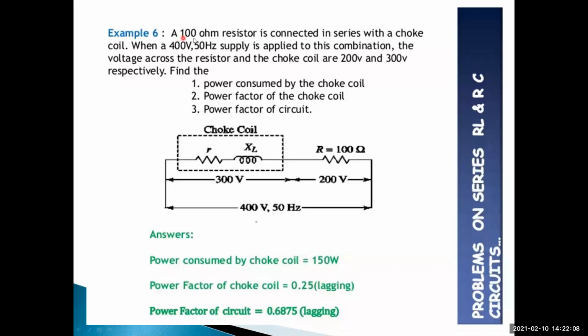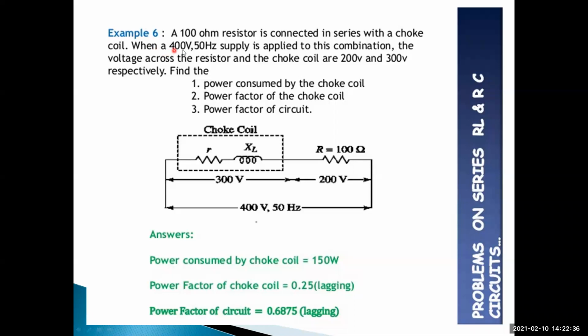A 100 ohm resistor is connected in series with a choke coil. A choke coil is a combination of resistance and inductance, and it is generally used in tube lights.